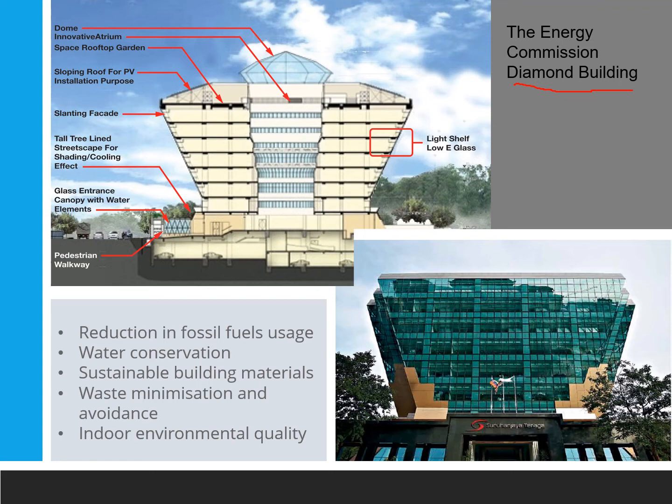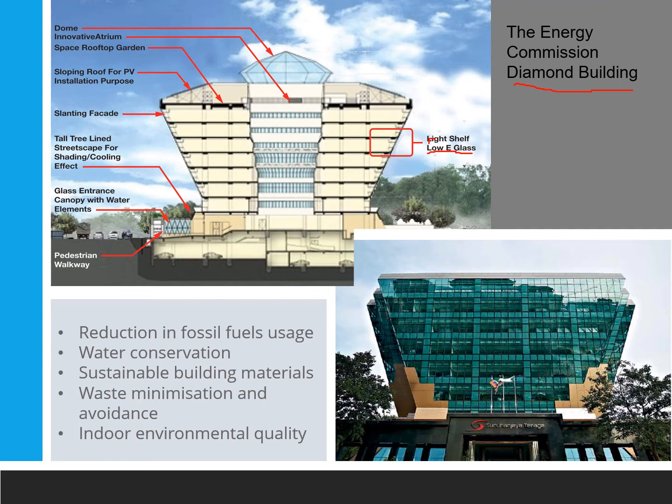And then we have a sloping roof for insulation purposes. Okay, and then in the design we have a slanting facade. In between the slanting facade, it has a light shelf and low energy glass, so we can trap the light. And then we have a tall tree line and also streetscape that is used for shading and the cooling effect of the building.